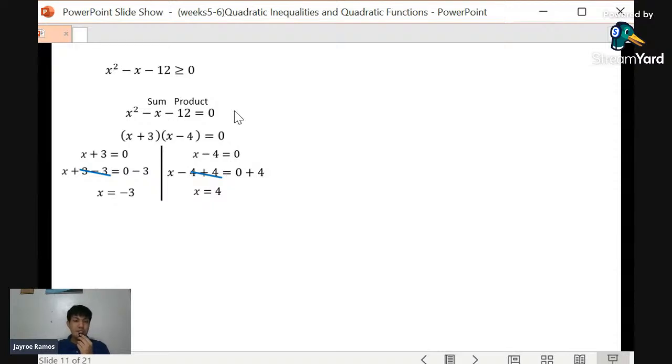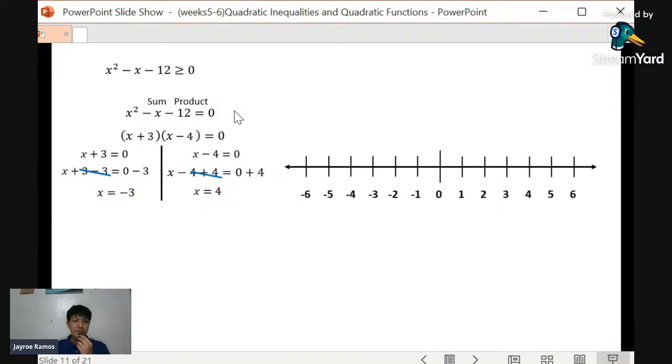And then the next step, tapos na yung solution natin, meron na tayong value ng x. So we're going to create a number line and then gagawa ulit tayo nung tatlong area. Okay? Ite-trace natin kung nasaan ang negative 3. So negative 3 is here. And then positive 4 is here. So ngayon, meron na ulit tayong tatlong area na divide na natin into 3 areas. So itong area na to, anong inequality ang mabubuo natin dyan? So nasa left side siya ng negative 3.